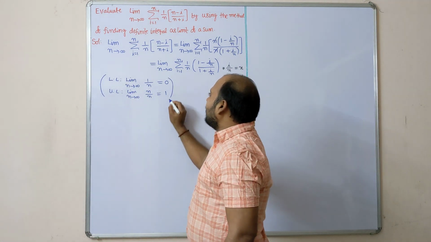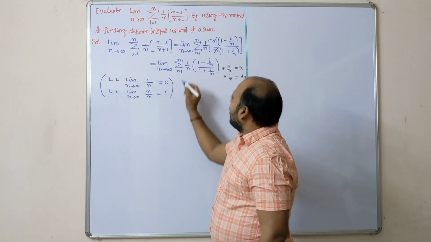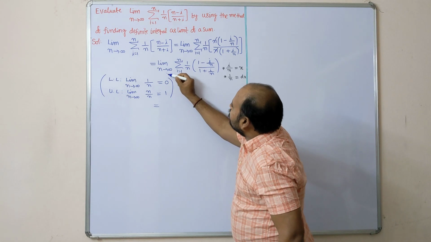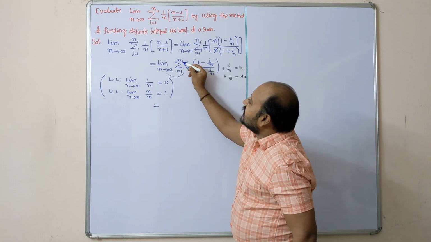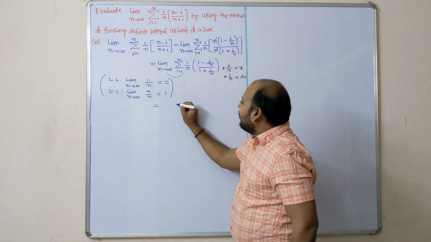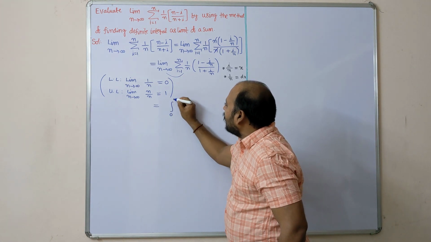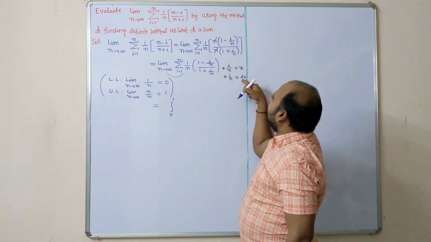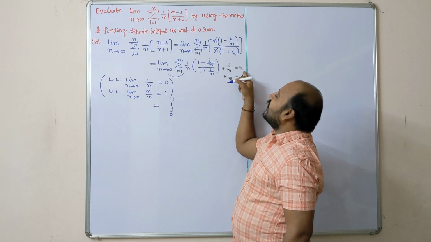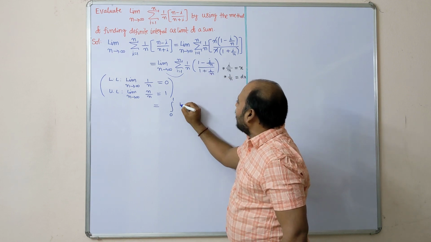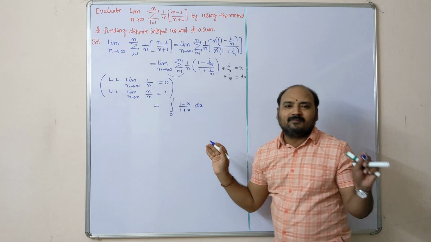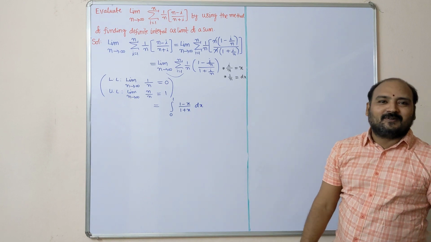Compulsory you should write it, dear students. So later on, in place of limit n tends to infinity, sigma i equal to 1 to n, replace with integral 0 to 1. In place of 1 by n, dx, and wherever i by n is there, x. So it will become (1 minus x) by (1 plus x) dx. Over. Normal integration from here.